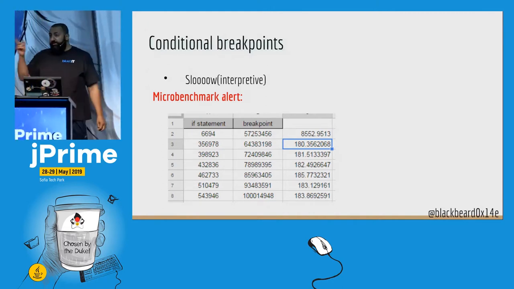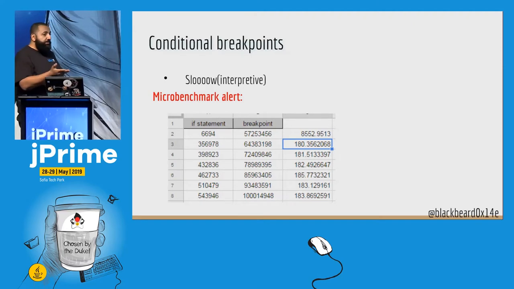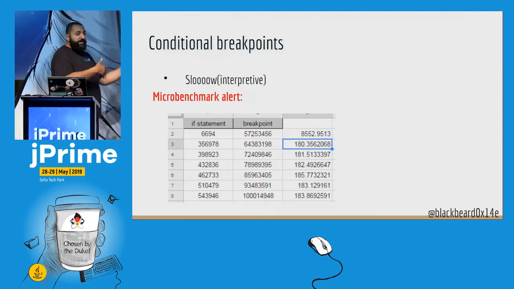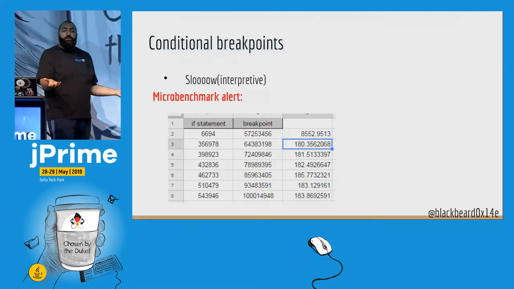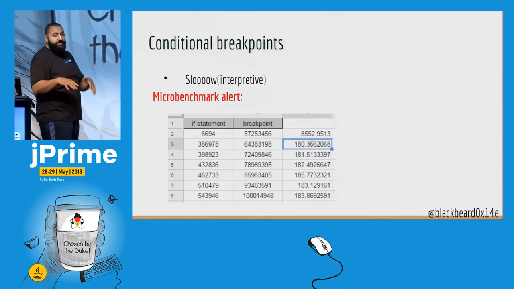And the reason is, I think the reason is simple at least, right? It's basically because when you do a conditional breakpoint, you go back to interpretive mode, right? You're not running compiled code anymore. You're kind of like running a script. That's kind of what it is. I think, at least, right?